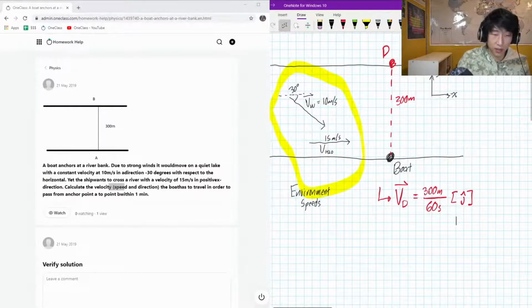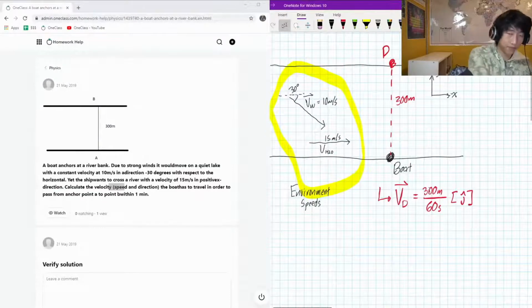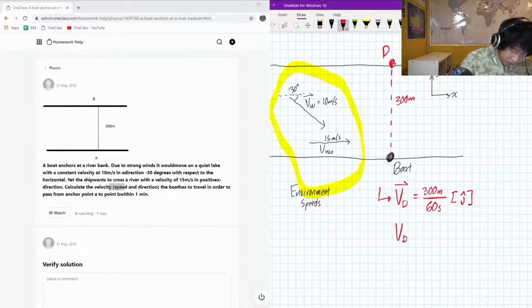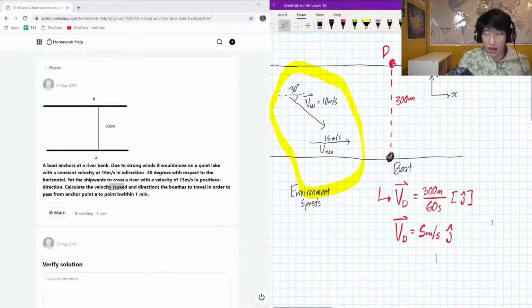And 300 divided by 60, I think that's 5 meters per second, just to be 1000% sure. Yeah, okay, so this is what we need: 5 meters per second in the J direction. This is our target velocity. So we need to decide what the boat's velocity is, so that the velocity of the boat plus the environment speeds are going to be equal to our velocity to get directly to our destination. Okay.